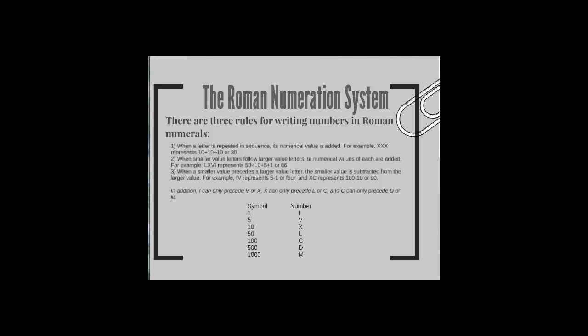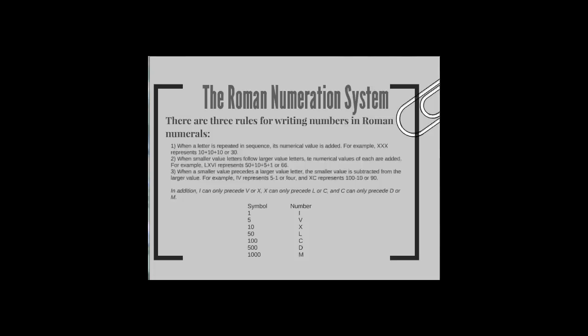The symbols, as you'll notice, the first column is 1, 5, 10, 50, 100, 500, and 1000, and then the number that the symbol represents is on the right-hand column. And it's the letter I, V, X, L, C, D, M in that order respectively, based on the symbol.